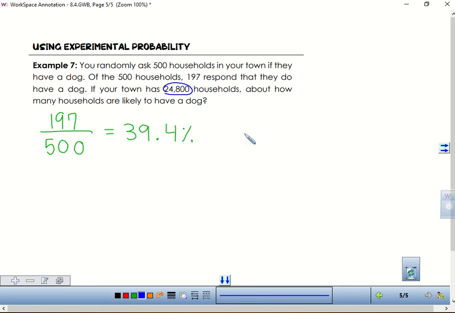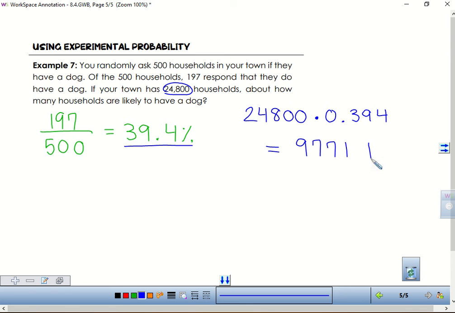Yeah, we can take the percent of it, right? If I have a class of 20 and you want to take 50% of that, that's 10, right? So the way we do that is we take the number of households and we take 39.4% of that. To do that mathematically, we convert our percent into a decimal and multiply. So you move the decimal place 2 times to the left, basically before you multiply it by 100. And you should get approximately 9,771 likely have dogs.